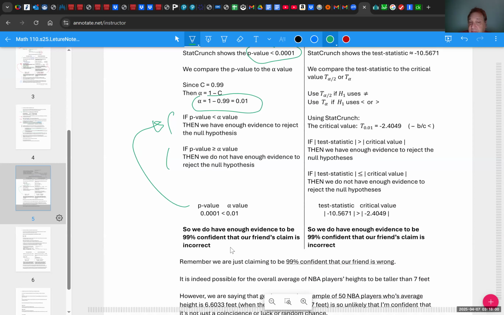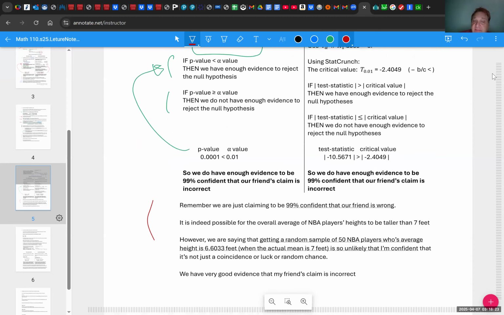So we do have enough evidence to be 99% confident in rejecting our friend's claim, right? So we can be 99% confident that our friend's claim is incorrect. Now, I'll just remind you about the way it's written out, the way that you're supposed to interpret this. We are claiming to be 99% confident that our friend is wrong. It's still possible for the overall average of NBA players' heights to be taller than 7 feet.